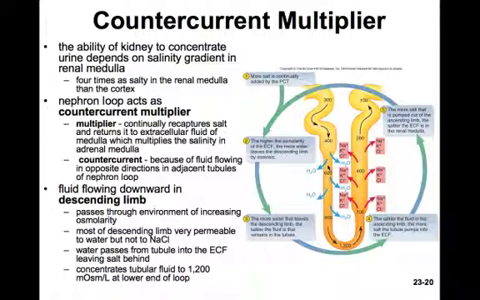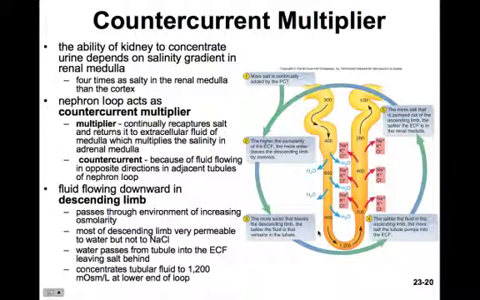The nephron loop acts as a countercurrent multiplier. It's a multiplier because it's continually recapturing salt and returning it to the extracellular fluid of the medulla outside the tubule. And that's going to multiply the salinity in the renal medulla. It's called countercurrent because the fluid is flowing in opposite directions in adjacent tubules. So fluid flowing down through the descending limb is going to pass through an environment of increasing osmolarity.